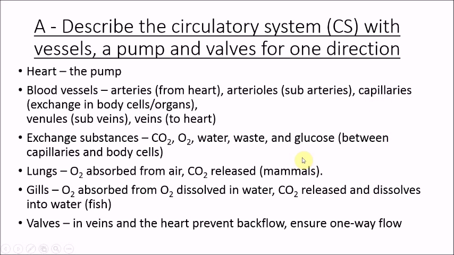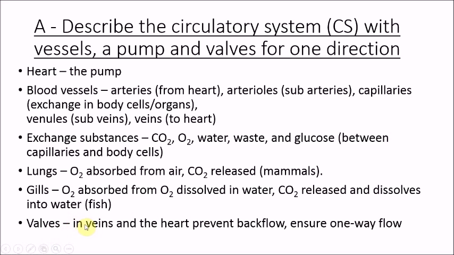The main thing is arteries come from the heart, capillaries are for exchange, and then veins are back to the heart. Okay, so the exchange substances that we need to talk about are CO2 and oxygen. Water also is exchanged, waste, and glucose, and this is between capillaries and body cells. The lungs are a site of exchange, so in the lungs you will find a lot of capillaries, because capillaries are used for exchange, and it will be between the organ, the lung, and the capillaries. Oxygen is absorbed from the air because we need it for respiration, and then CO2 is released, and that's for mammals. But with fish, they have gills, and oxygen is absorbed from the oxygen dissolved in water as it rushes through the gills, and then CO2 is released and dissolves into the water, and that's for fish.